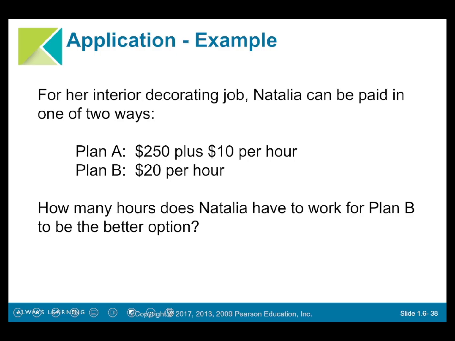Now, I believe this is our last example, if I'm not mistaken. And it's an application of these inequalities that we've been working with. So, for her interior decorating job, Natalia can be paid in one of two ways. She can either be paid a $250 flat rate plus $10 an hour, or she can get paid $20 per hour. So how many hours does she need to work for plan B to be the better option?